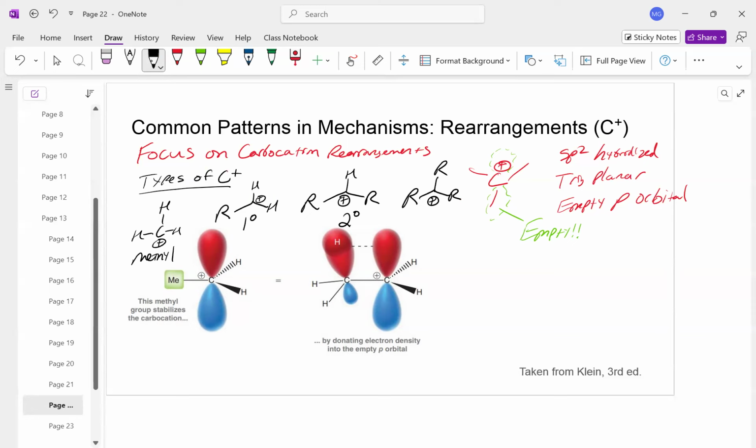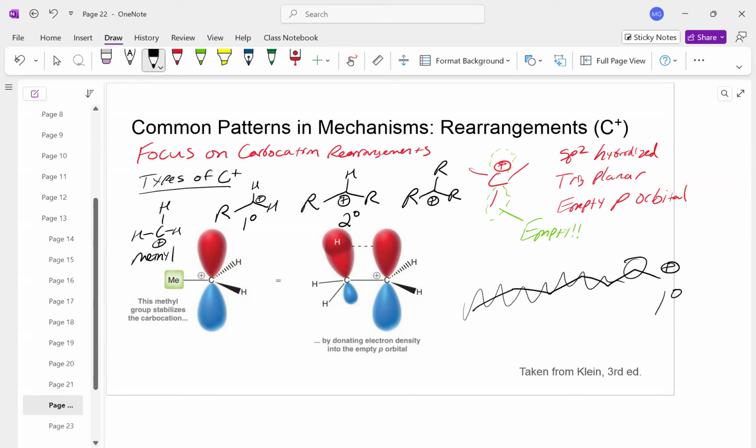Now, I want to highlight something here: when I talk about carbons attached to the carbon with the plus charge, I'm just looking directly adjacent. For example, this carbocation here only has one carbon directly attached to it. So we call that primary. I don't care about all those other carbons because they're not directly attached to the carbon with the plus charge.